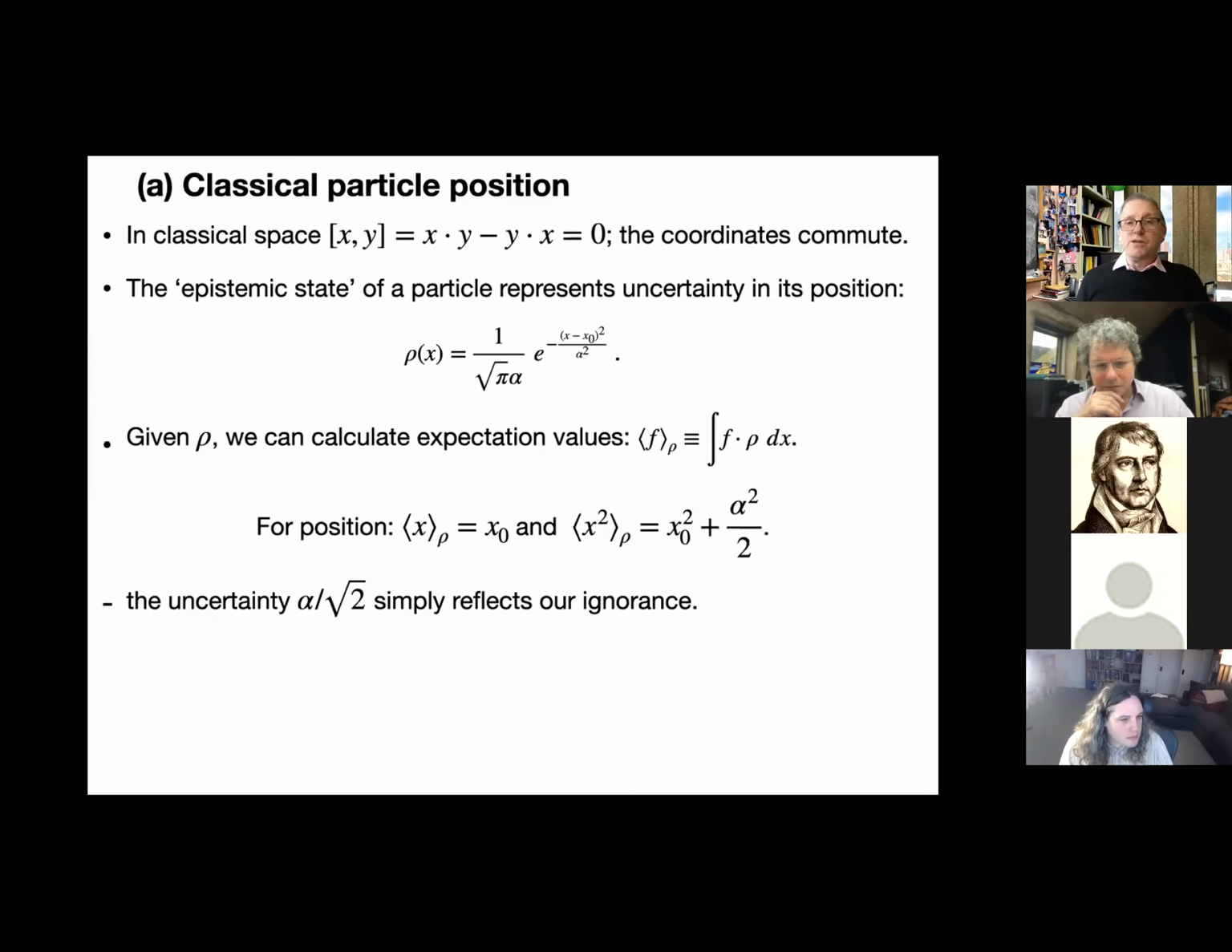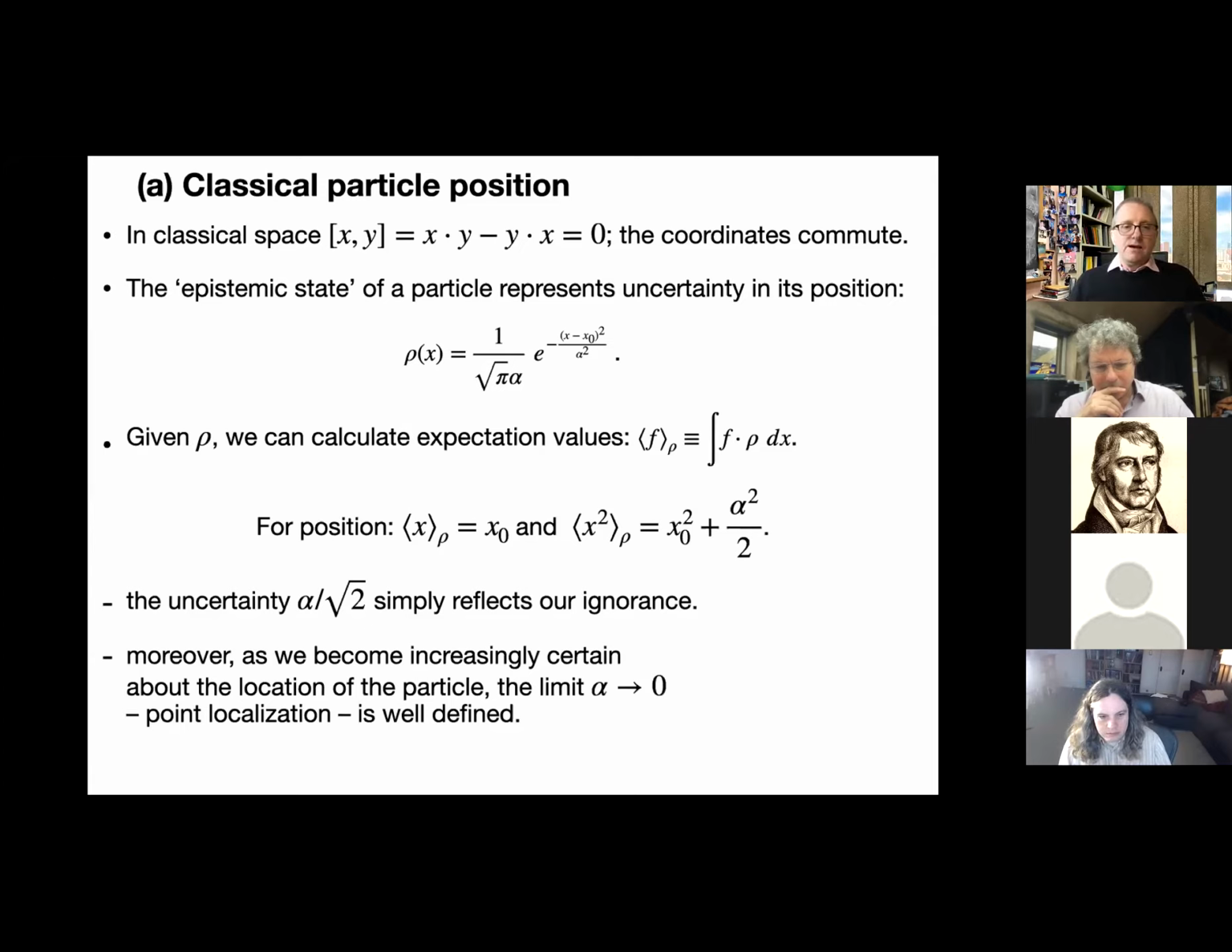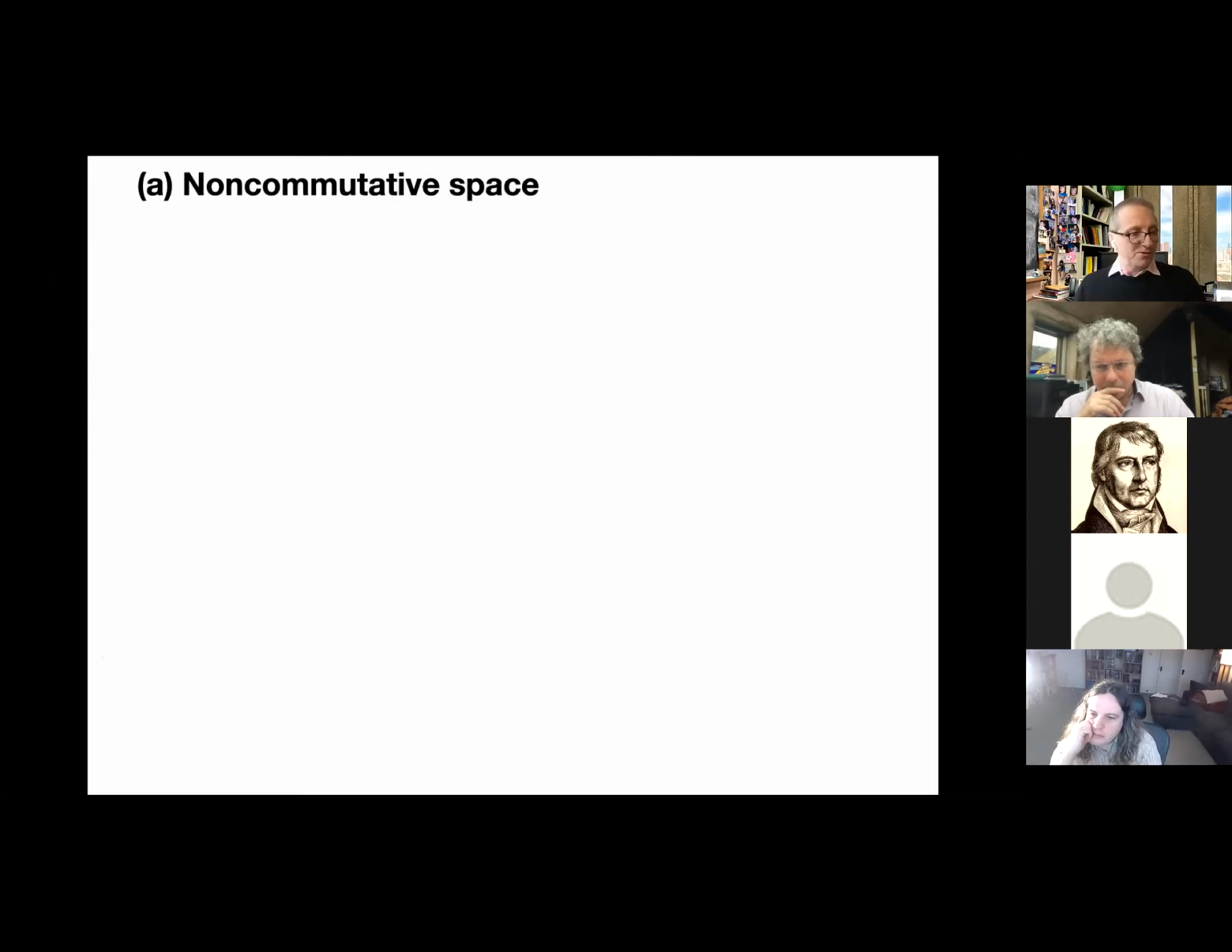It's all set up so that we can import these same ideas into the non-commutative context, where things are going to look rather different. As I said, there's no limit on what measurements are in principle available to us. So as we become increasingly certain about the localization of a particle, we can take the limit alpha goes to 0. We can make the Gaussian as narrow as we want, and the uncertainty can be as small as you want. In that sense, point localization makes perfect sense, even though no particular measurement tells us exactly where a particle is. But in non-commutative geometry, this story is going to fail. We're going to explain two ways in which this picture breaks down.